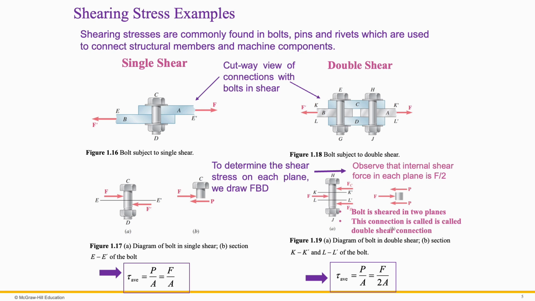This is very important. The total shearing area is doubled, so the shear stress in each plane is effectively reduced in comparison to single shear. In summary, in single shear, there is one plane resisting the force, and tau average is equal to F over A. And in double shear, there are two planes resisting the force, and tau is equal to F over 2A.